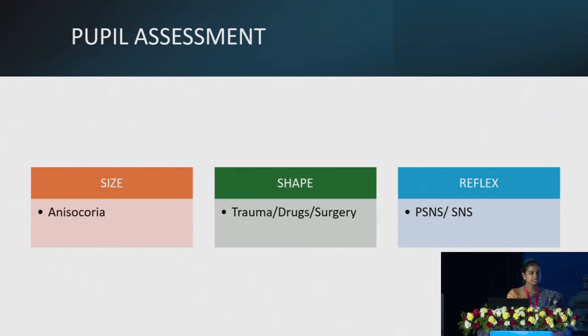So how do you assess the pupil? You look at the size of the pupil, the number, the shape of the pupil, and finally the most important one is the reflexes in the pupil, which will help you assess the parasympathetic nerve supply and the sympathetic nerve supply.